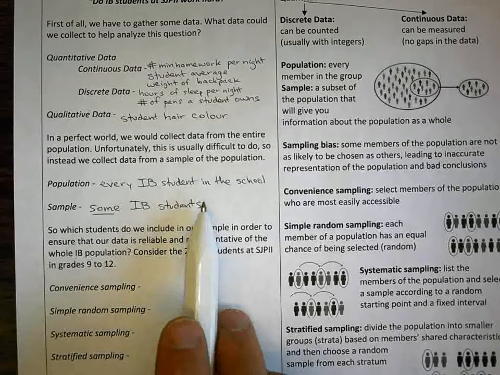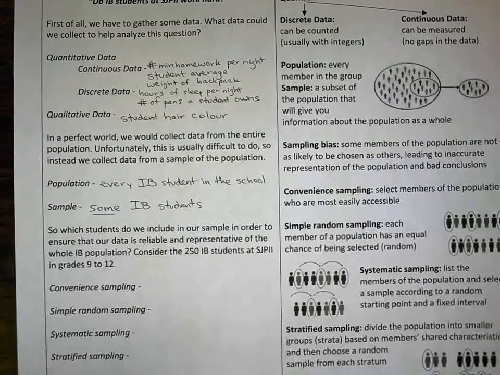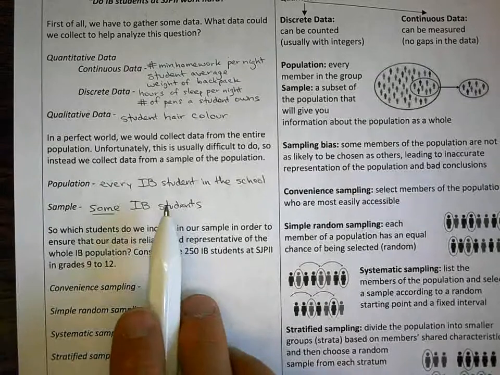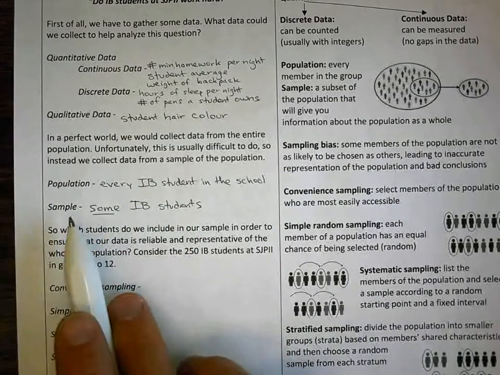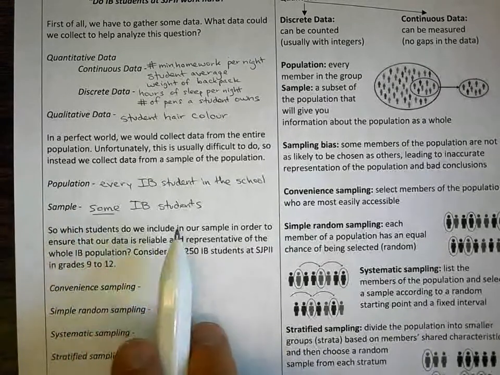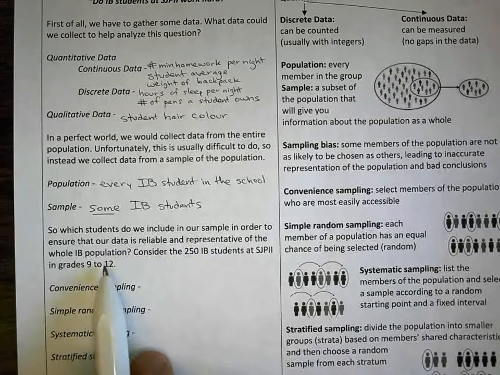I might interview all guys or all girls. That would really mess up my data, right? Maybe they do different amounts of homework. I could interview people who are on sports teams only, which could really affect my numbers. So when you choose your sample, you have to be really careful that you choose the sample so that you have reliable data and data that's representative of the whole population.